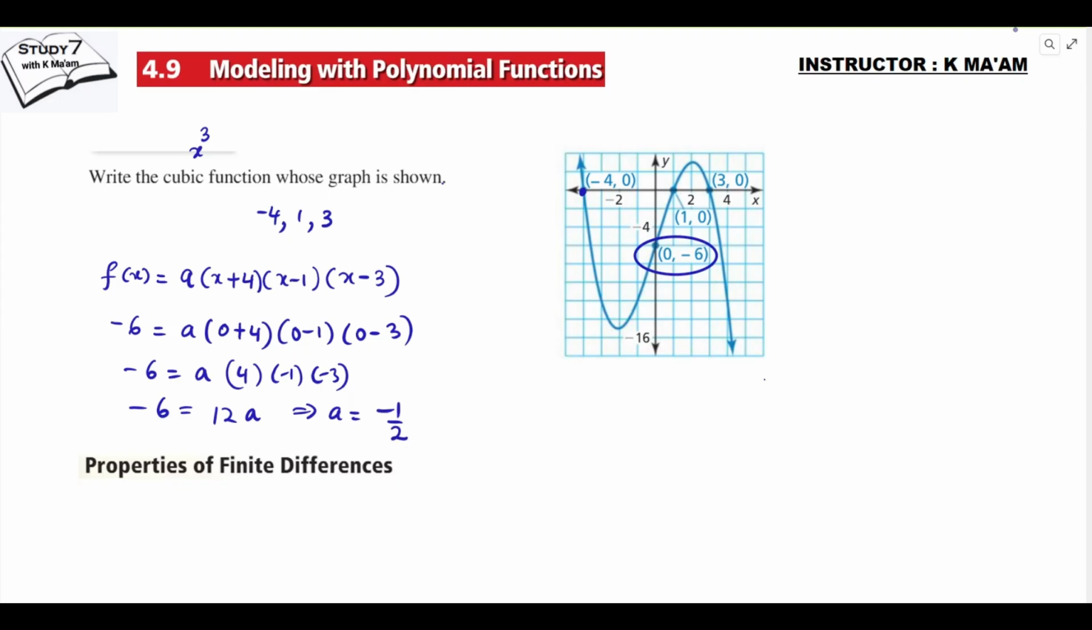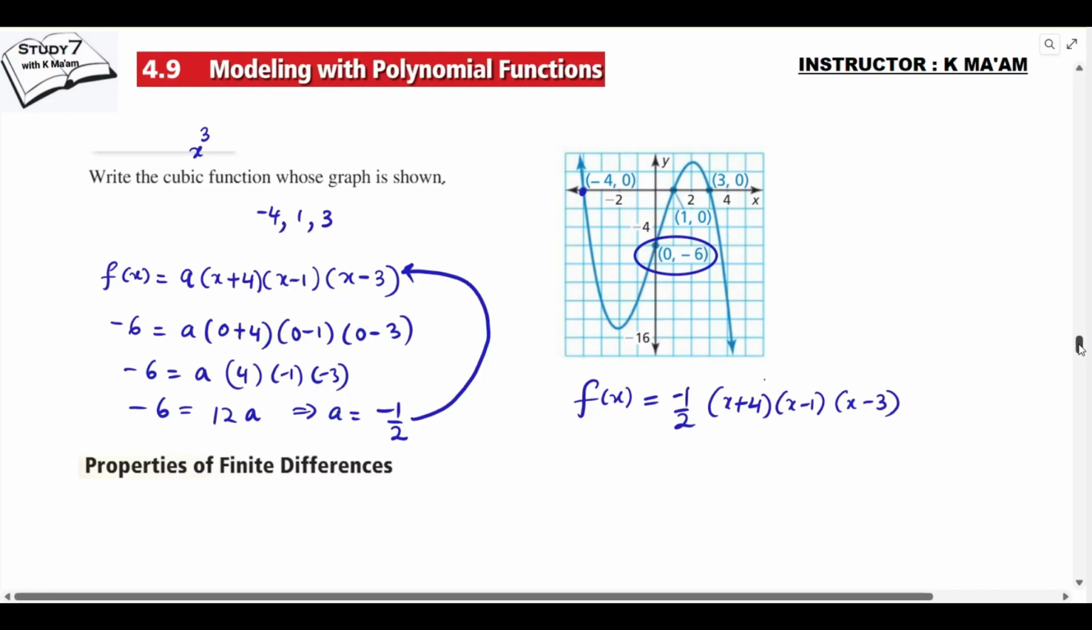As you have a equal to -1/2, substitute in this. So the function f(x) is equal to -1/2 (x + 4)(x - 1)(x - 3). This is the cubic function of the given graph. Okay, let's see the next one.